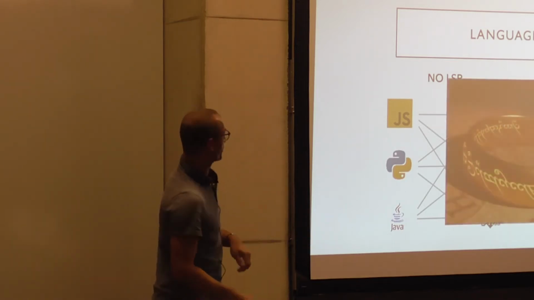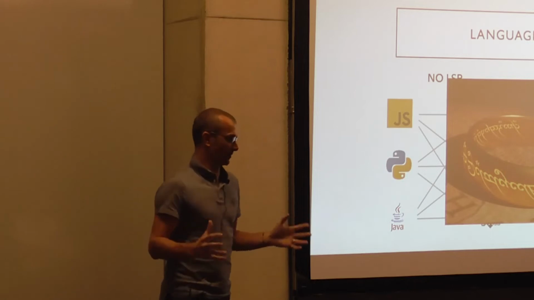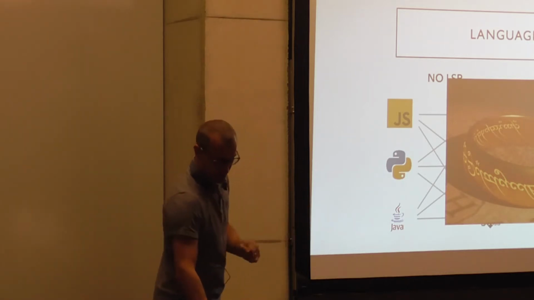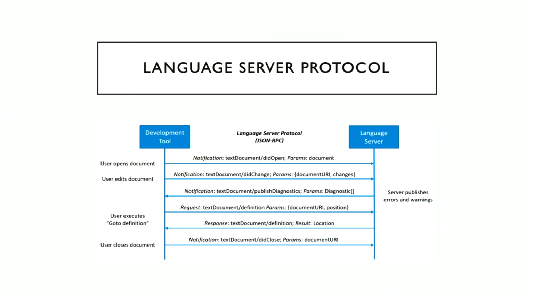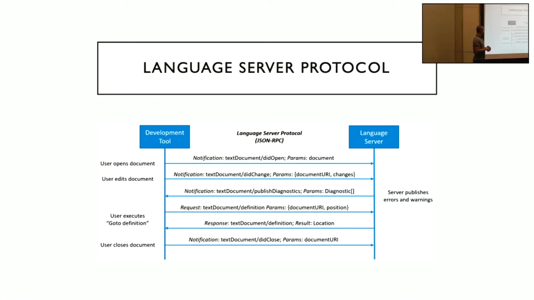So just one thing to bind them all. This is the point of the protocol. So just a few words about the protocol itself. The language server is the implementation. The language server protocol is just the different messages that are exchanged between the client and the server.